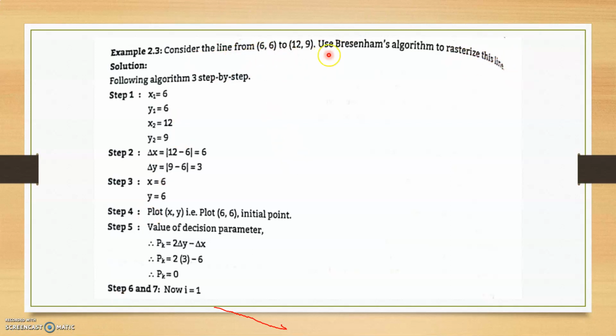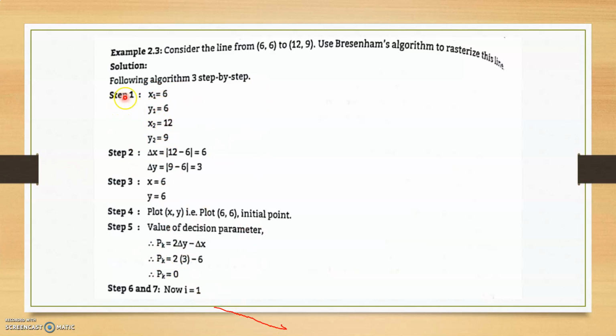Already I have discussed, these are your points. This is your starting point. This is your ending point. Okay. This is your x1, y1 and this is your x2, y2. And rasterize this line means you have to find the intermediate coordinates of that particular line. Then we will follow the Bresenham's line drawing algorithm.